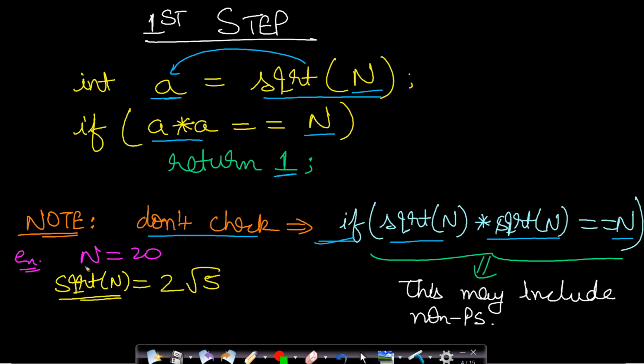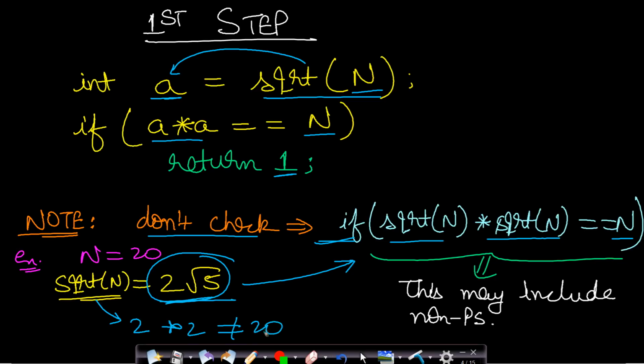Okay, so let us say your n value is 20, then your square root of n will be 2 root 5. So if you use this method, then this one might produce true, but it should be false, because if you take an integer, then actually the square root of n will be 2. So 2 into 2 is not equal to 20. But if you use this formula, then this might give you a true answer. So it is better to use this method.